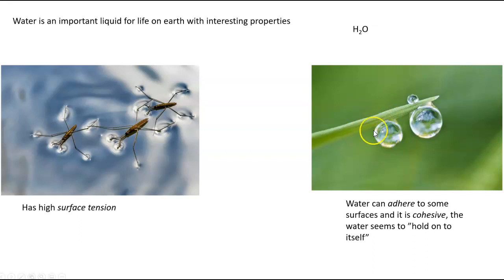Or the parts of the water, if you look more at a macro scale, like this water bead. So the water seems to be holding on to itself instead of forming this long stretch that we would expect to see. Instead, it seems to form these beads. So that's this cohesive property that it has. So why does water have these amazing features?